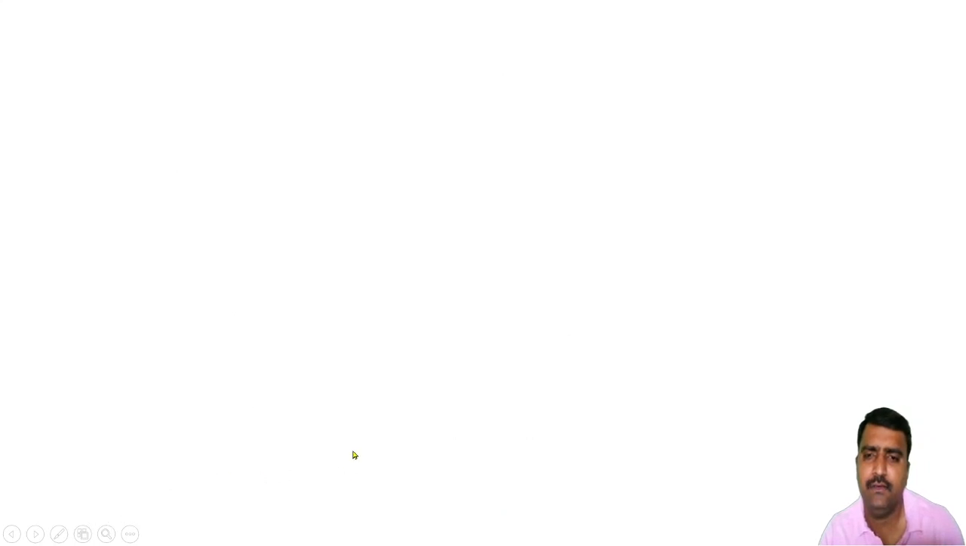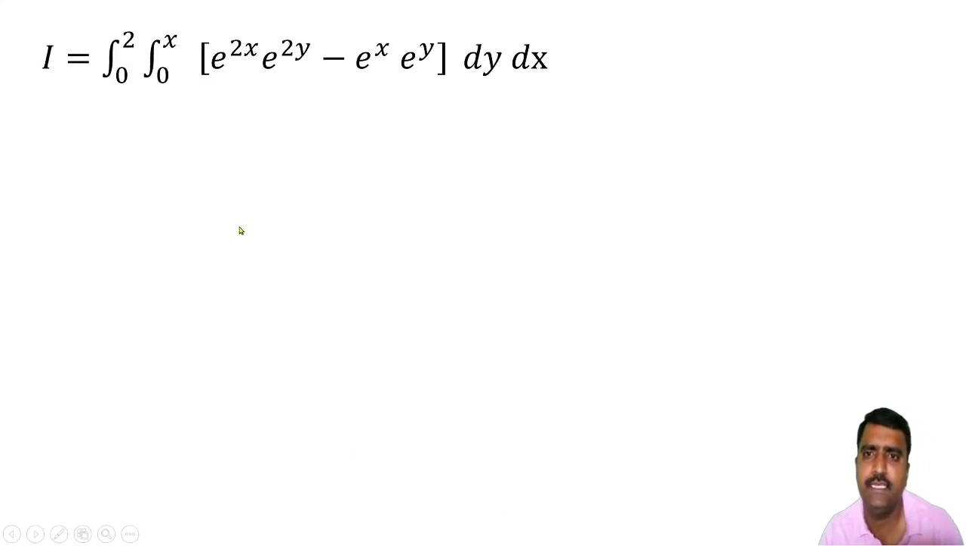Next step, you write e to the power of x into e to the power of y into e to the power of x into e to the power of y. If you multiply that, it becomes e to the power of 2x, e to the power of 2y, minus e to the power of x into e to the power of y.